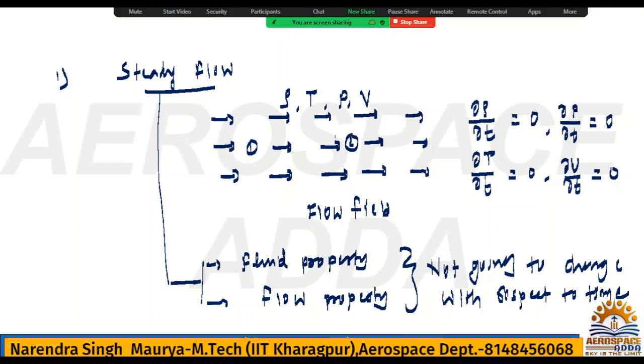If pressure is going to change, or temperature is going to change, or density is going to change after 2 seconds or 2 hours, or flow velocity is going to change after 2 hours, then that will not be steady flow. But if it is constant with respect to time, it is not going to change. It means it is steady flow. If it is changing with respect to time, it will be unsteady flow. Hope you understood. So, steady flow and unsteady flow.